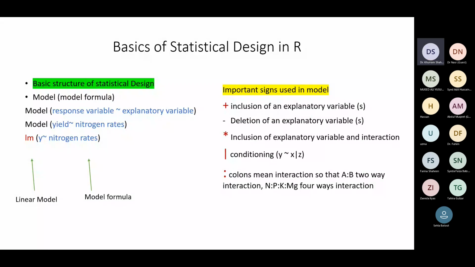Does anybody want to say what you have learned about these things? This slide is very important. For example, we have the plus and the minus signs for the inclusion or deletion of explanatory variables. And we have the conditions. For example, if we have data from two different years or time zones, we can put conditions on whether we want to use the first or the second one. And the colon is for the interactions.